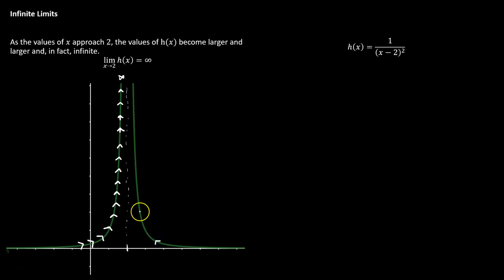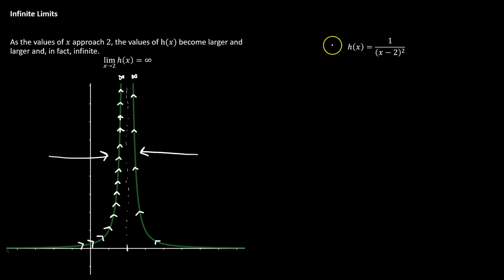And if we look at the right side, we see a perfect identical infinite limit. So for this function, we can see that as the x values are narrowing in on x equals 2, the function values are going up to infinity. So we call this an infinite limit.